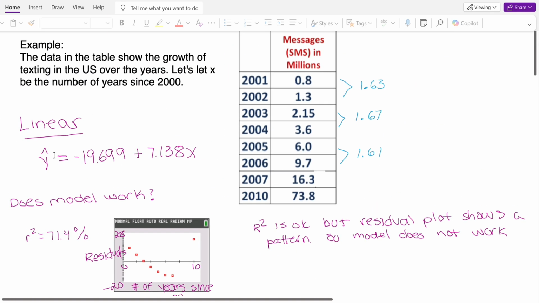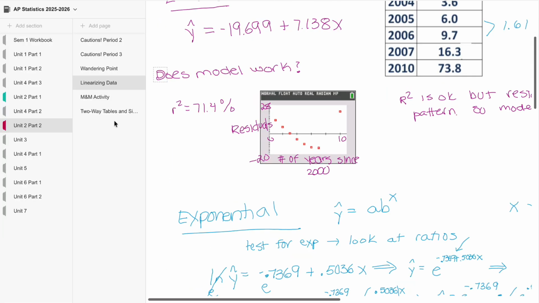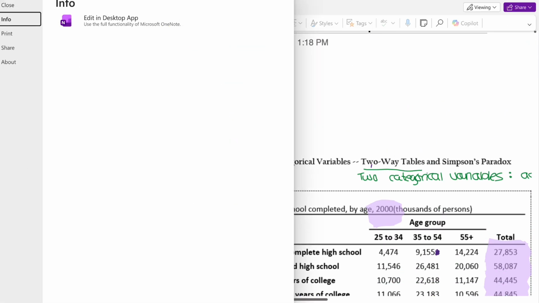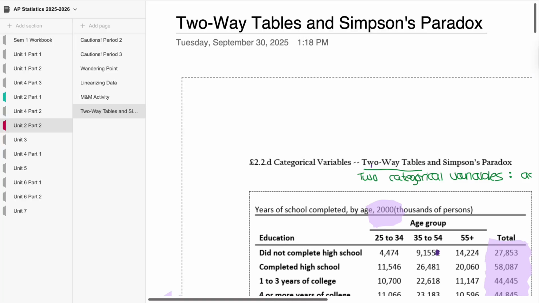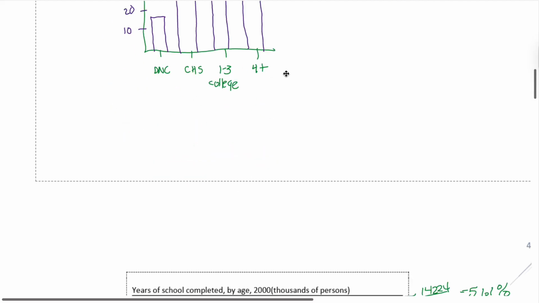And that's the marginal distribution of the, oops, sorry, this is not what we're doing right here. We're doing actually here, okay. Oops. Okay, sorry about that. Yeah, so this is the percentage and this is the college. And this is the marginal distribution of education.